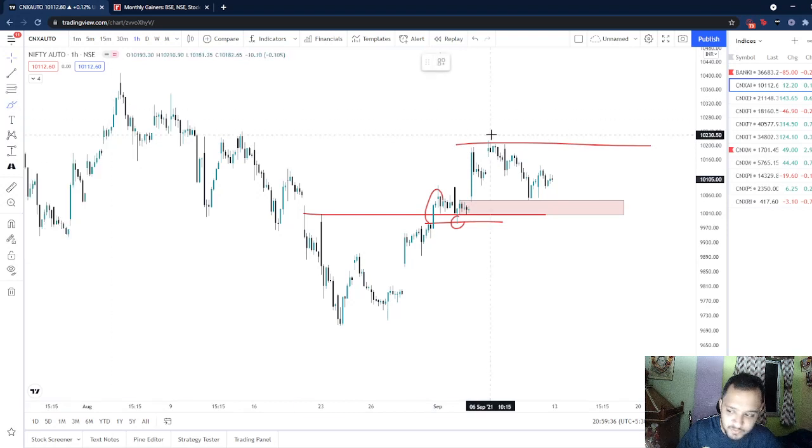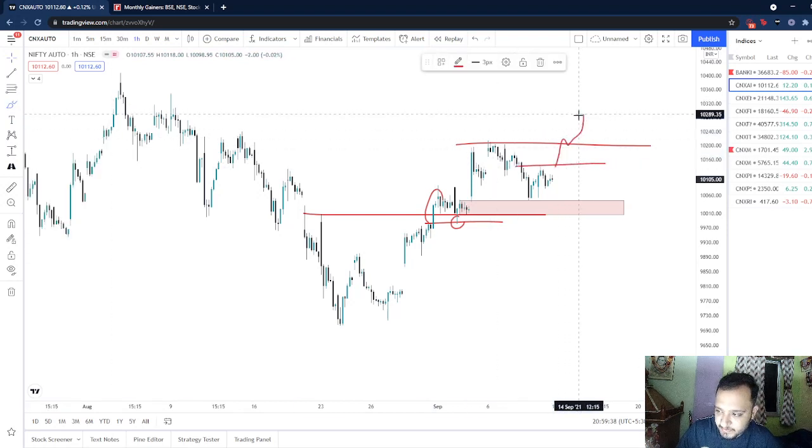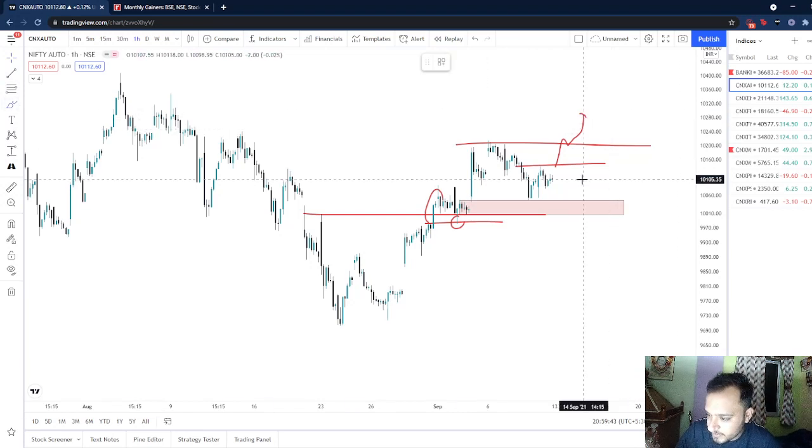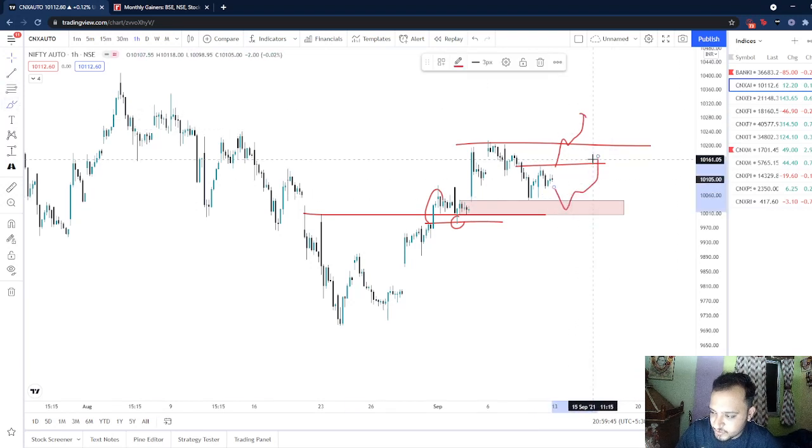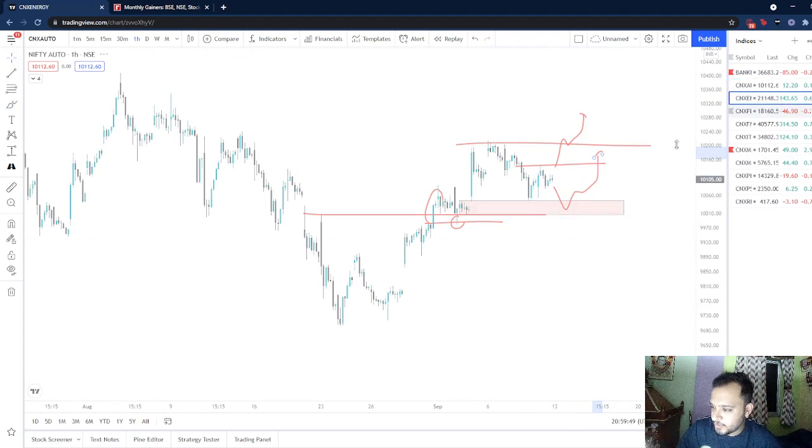So if it starts moving here, I'll avoid this completely. If I'm avoiding strength, then it means that it's not ready for a move up, right? So only take if it dips into this demand zone. For the time being, we won't take any stocks in Nifty Auto. We'll see some better sectors.